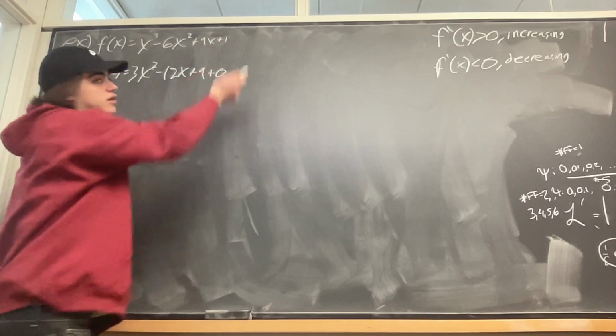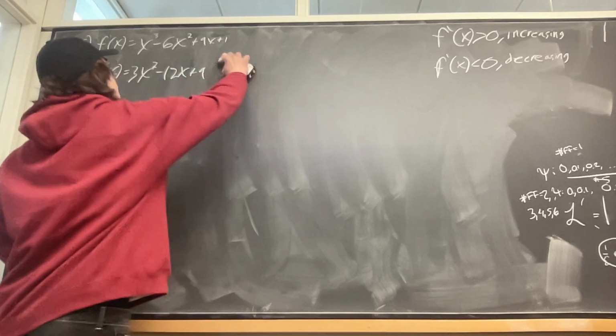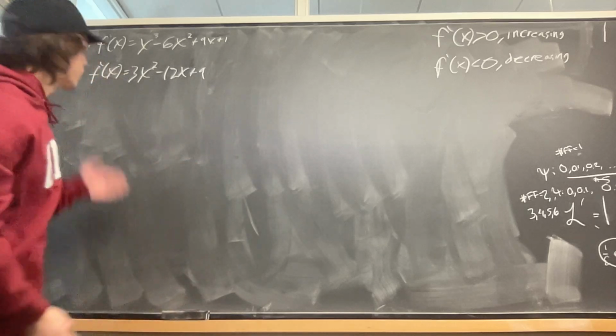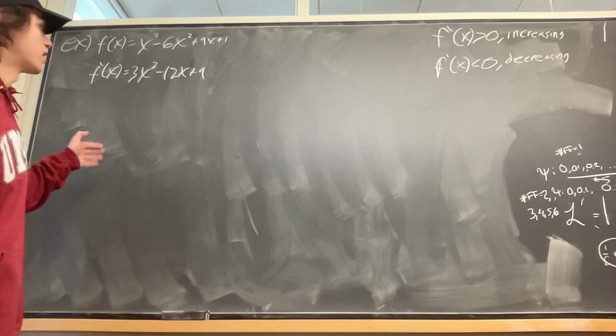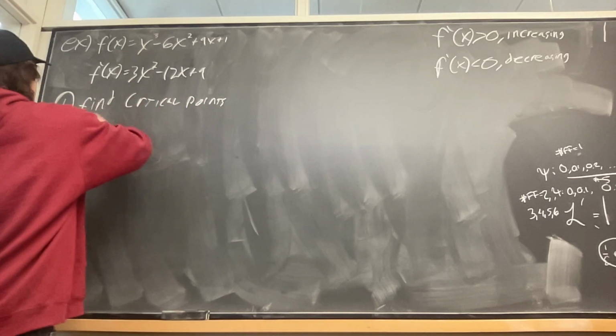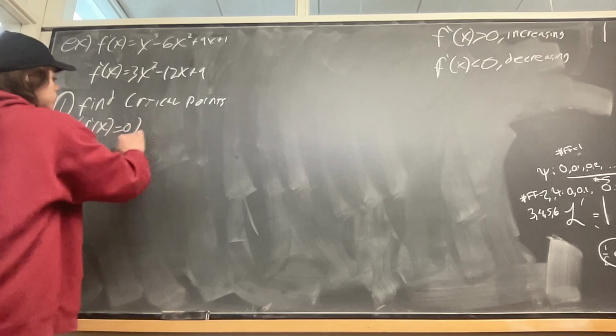And then here, because it's just a constant, the derivative of a constant is just 0. And so I'm just going to erase that. So we have a derivative f prime of x equals 3x squared minus 12x plus 9. And I'll make a note here. Critical points are when f prime of x equals 0.